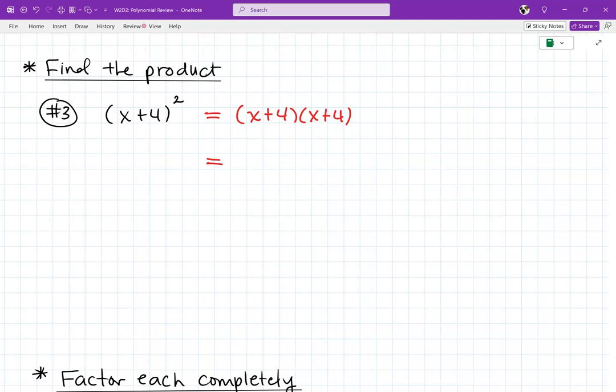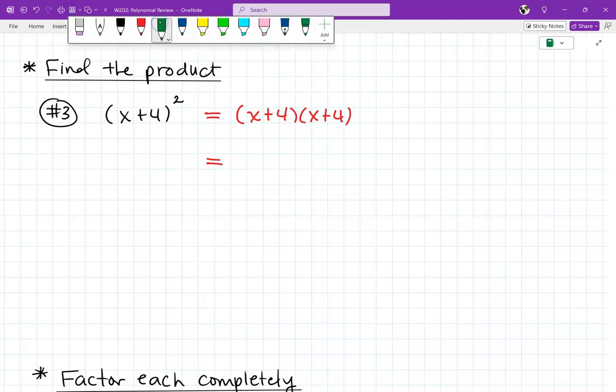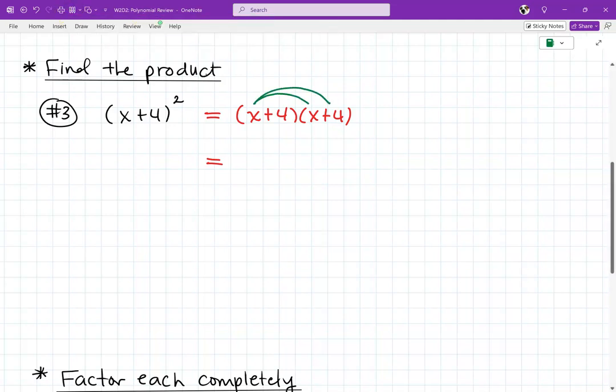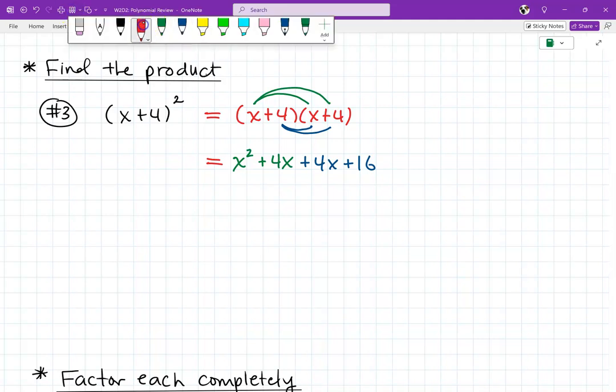So we're going to distribute this thing, okay? So we have x times x and x times 4. So that's going to be x squared plus 4x. And then we're going to get 4 times x and 4 times 4. That's 4x plus 16. Okay?